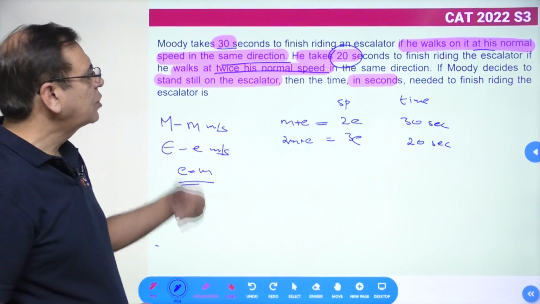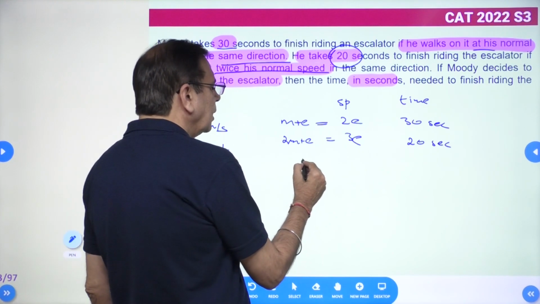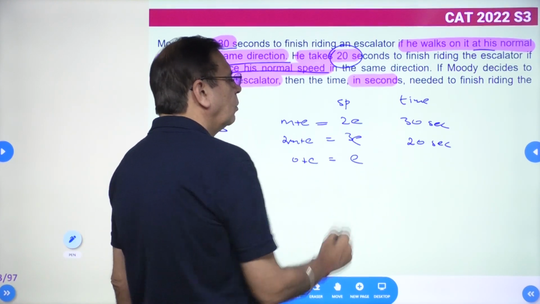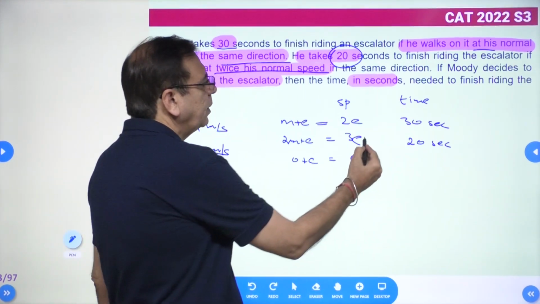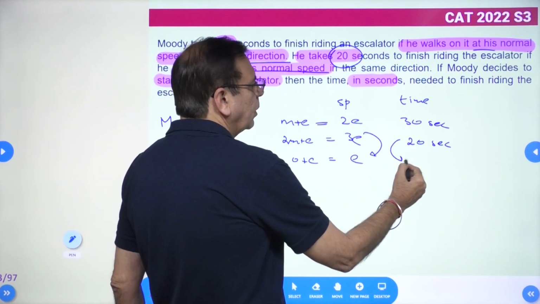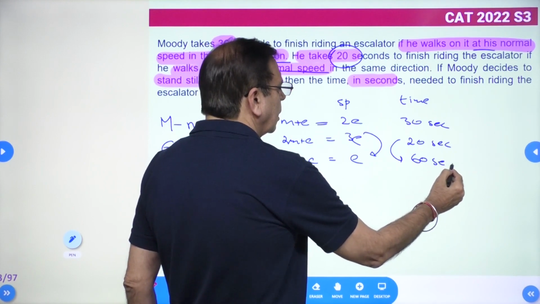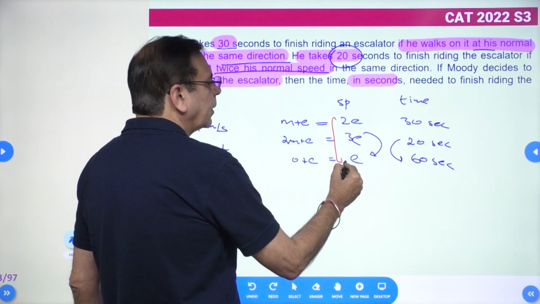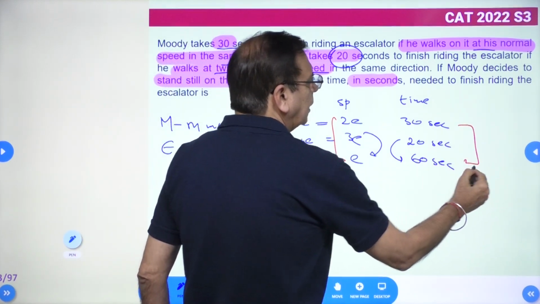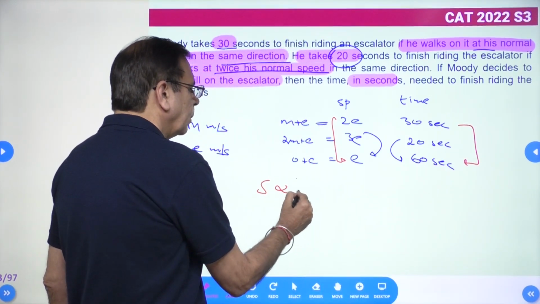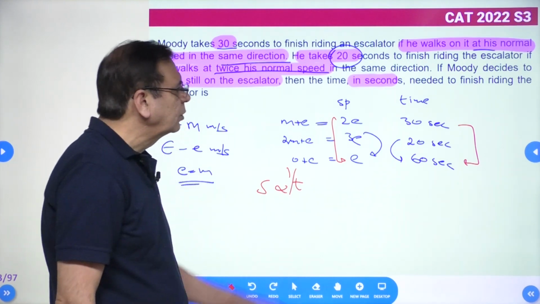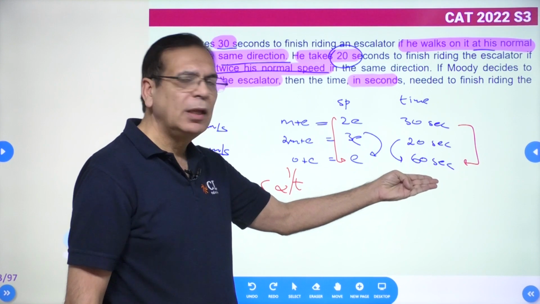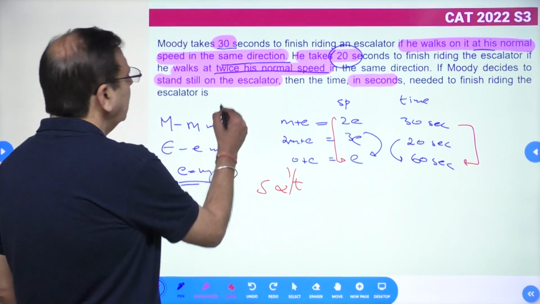Now, if we stand still, what will the speed be? 0 plus e, or e. What should be the time taken? Speed has become 1/3, time should become 3 times. Or you could say from the first one also, speed has become half, time should become double. Speed is inversely proportional to time is what we have done out here. Speed half हुई तो time double हो गया. Speed 1/3 हुई, time 3 times हो गया. Either way the answer will be 60 seconds.